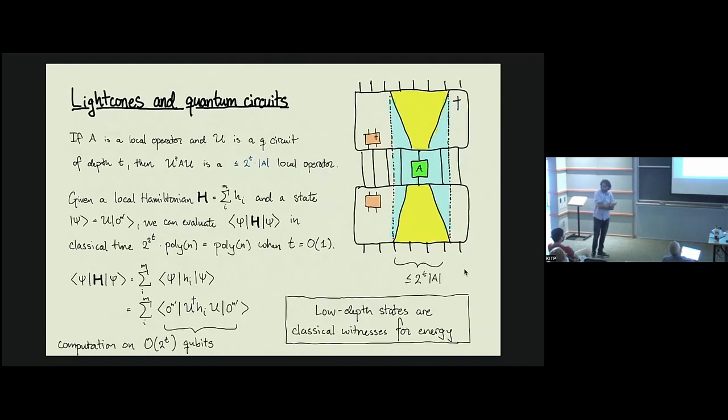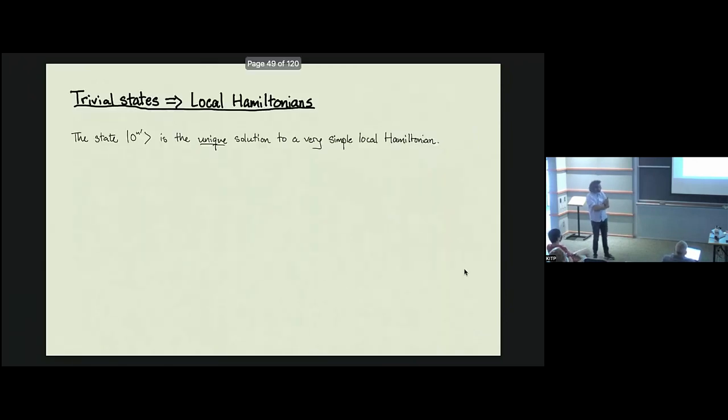So at least this should be convincing that we need to lower bound against these very simple objects, because they are the easiest sort of classical witnesses I need to consider. Okay, now I'm going to make a simple fact that I'm not sure everyone here is familiar with, which is that trivial states, states that are outputs of constant depth circuits, always have a very nice corresponding local Hamiltonian.